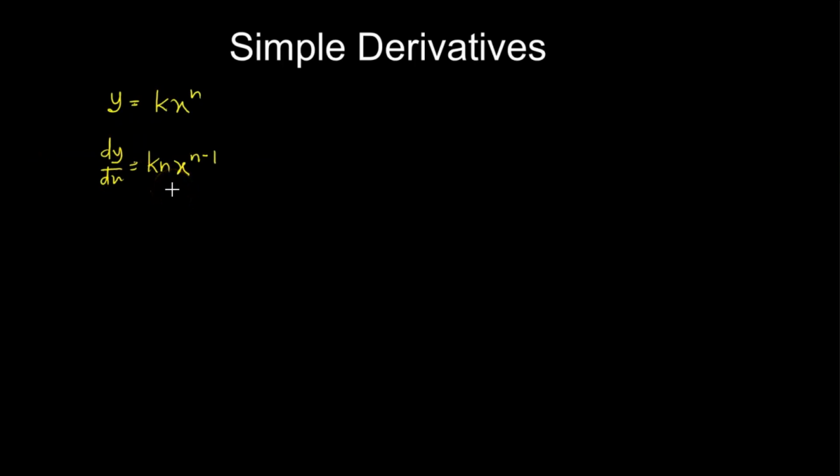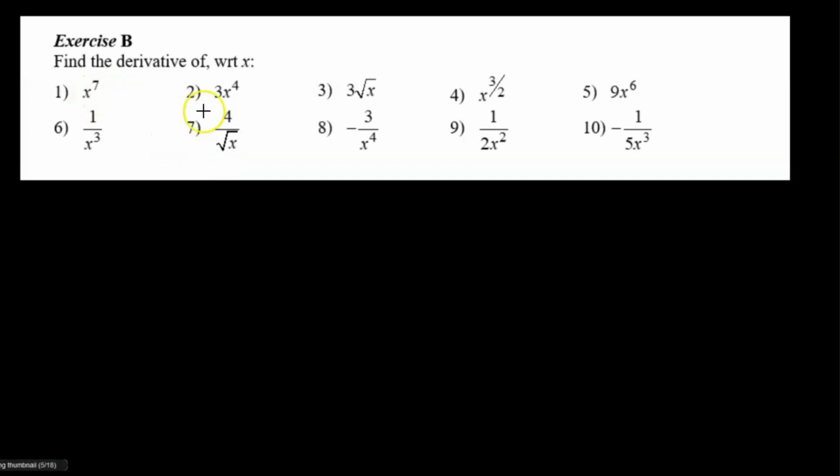A simple derivative rule which you can apply: pick the power, multiply by the coefficient, subtract 1 from the power, and that will be all. Let us take some worked examples on this. Find the derivative with respect to x.